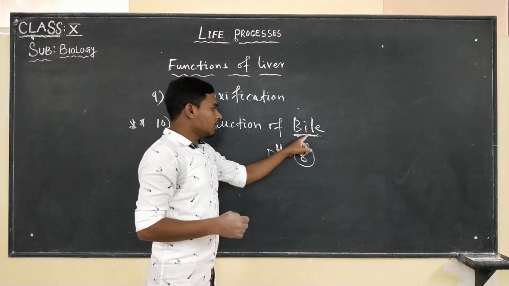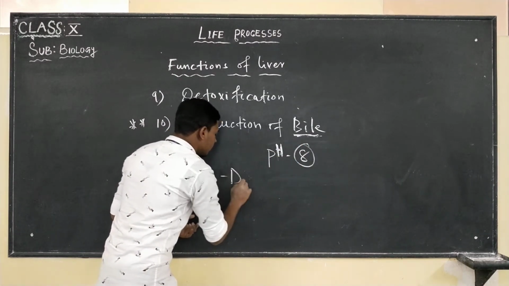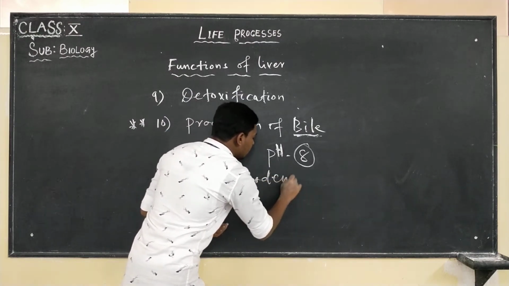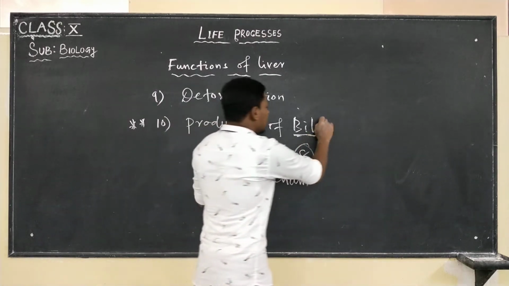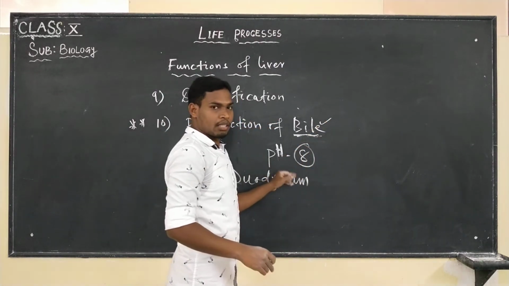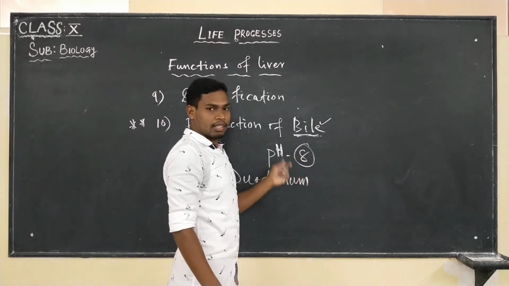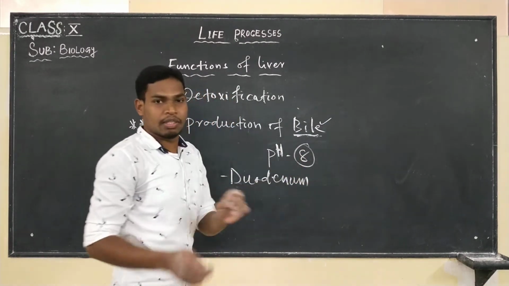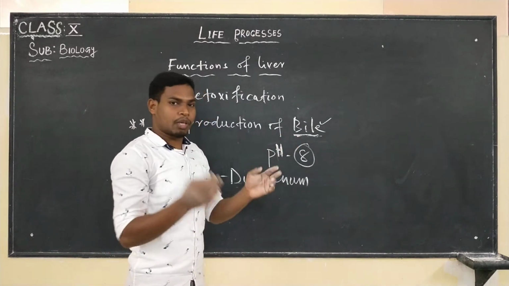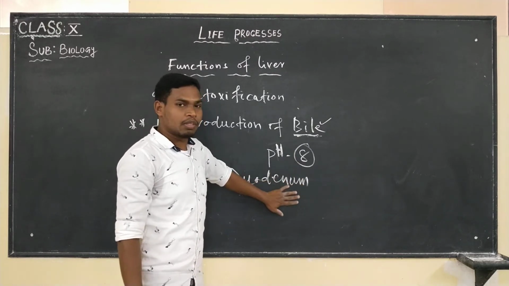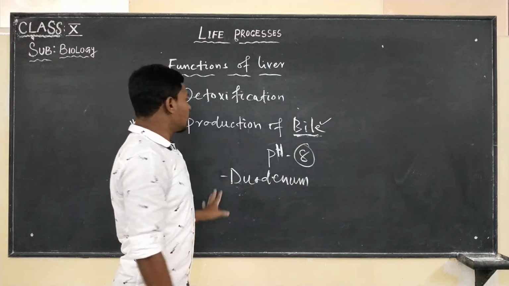And bile secretion takes place where? In the duodenum, right? So bile's pH is what? 8. Bile's pH is 8, and it is secreted into the duodenum, and this provides a proper environment for the enzymes that are present in the intestine to act. So these were all the functions of liver.